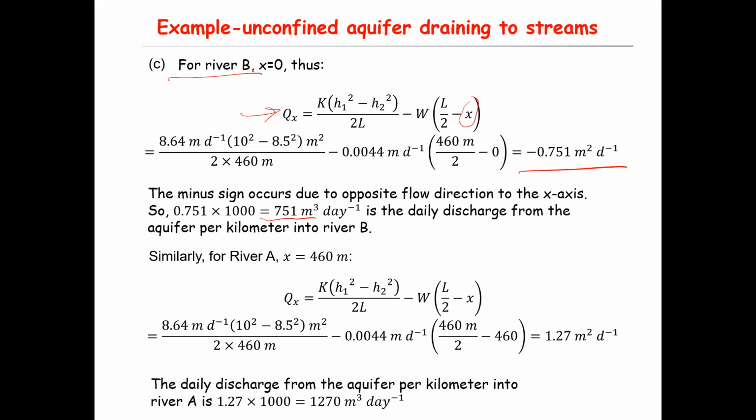We can do exactly the same for river A. The only difference here is for river A, the X value is 460 meter. That's all. So again, you apply the same equation. All the parameters are given in the question. Instead of X, you put 460 meter. Then you do the algebra, the calculation. You'll end up with 1.27 square meter per day. Okay, and then the daily discharge, like before, you need to multiply that by 1,000 because the question is per kilometer. You multiply 1.27 times 1,000, which will be equal to 1270 cubic meter per day.